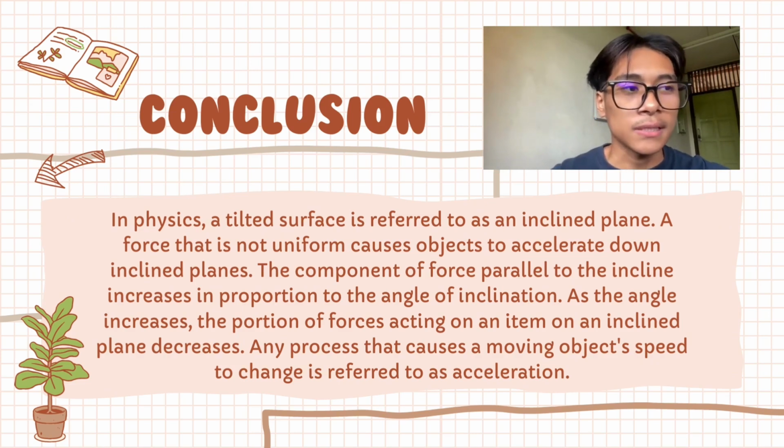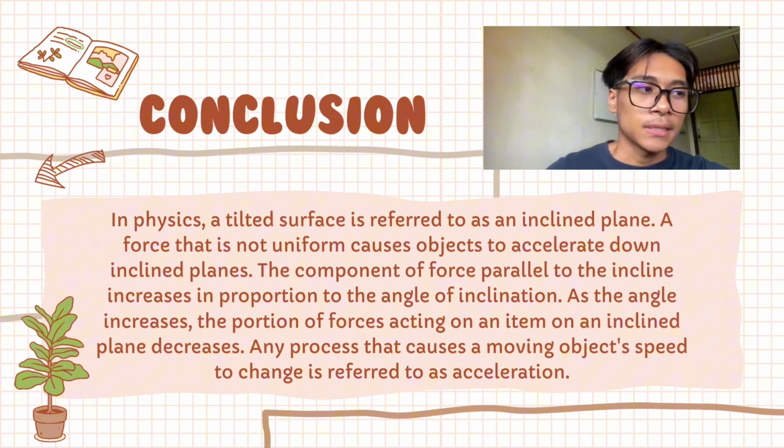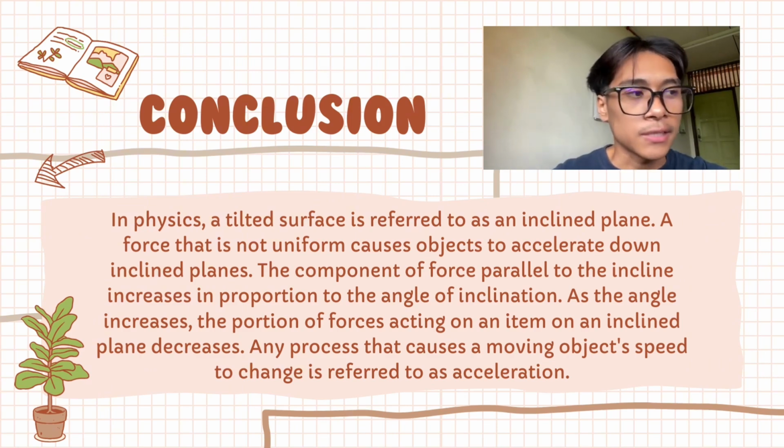So in physics, a tilted surface is referred to as an inclined plane. A force that is not uniform causes objects to accelerate down inclined planes. The component of force parallel to the incline increases in proportion to the angle of inclination. As the angle increases, the portion of force acting on an item on an inclined plane decreases. Any process that causes a moving object's speed to change is referred to as acceleration.